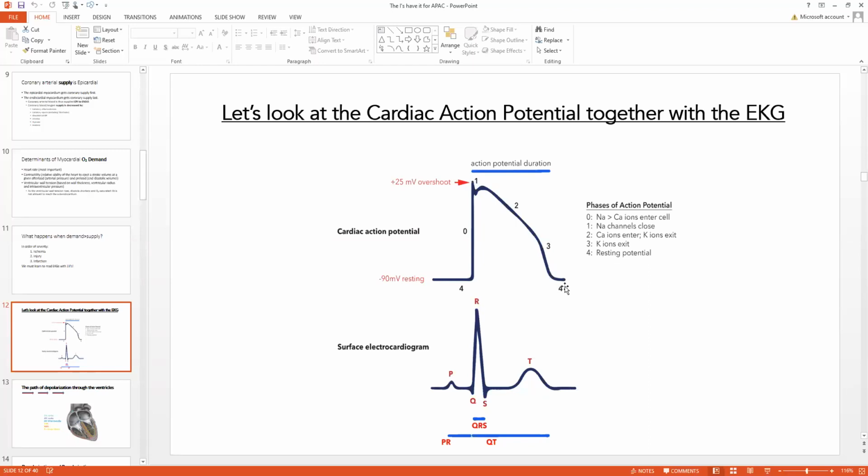And by the time we reach phase 4 again, the polarity is minus 90 millivolts. So we have ST and T waves at the time we have repolarization. And so any change in the timing of the repolarization changes the ST and T waves. And this could be due to medications or ischemia or whatever. Okay. So of course, during ST and T, we have relaxation of the heart.